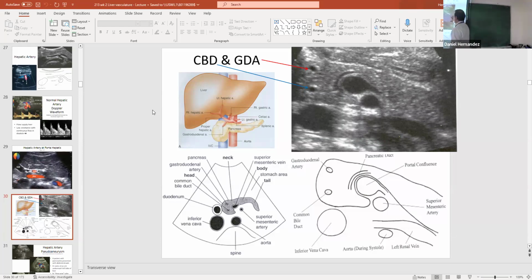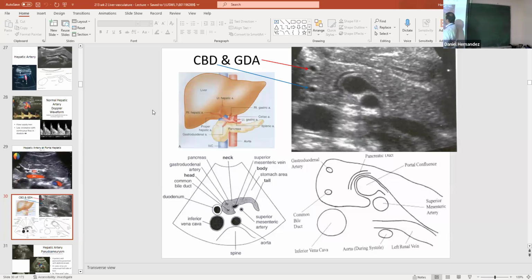So this is now a transverse picture of the pancreas. So this is pancreatic tissue. This is actually the head of the pancreas. And in the head of the pancreas, you can visualize two structures, two round circles. One is going to be your gastroduodenal artery. The more anterior one is your GDA, gastroduodenal artery, and the one that's more posterior is going to be your common bile duct.